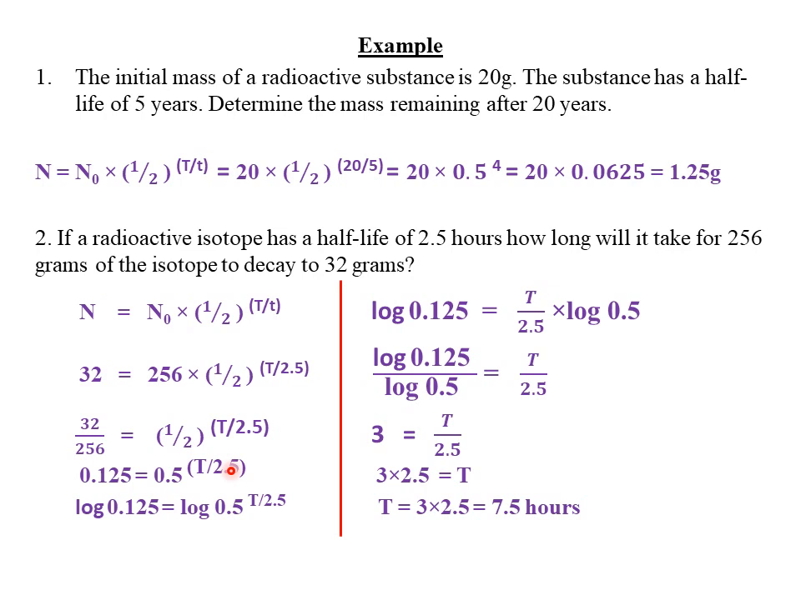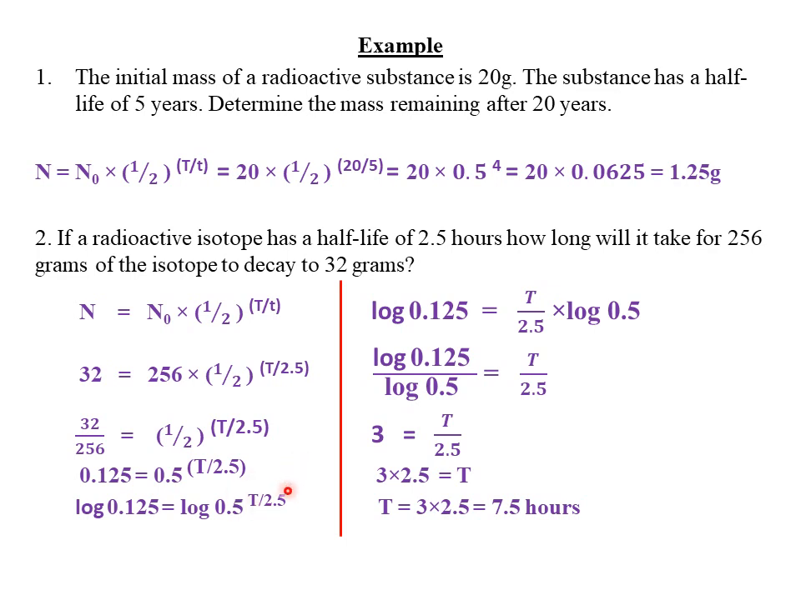So for me to solve this, I'll have to introduce a log to base 10 on both sides, the way you learned in mathematics. So introducing logs to base 10 on both sides, I'm going to have the log of 0.125 being equal to the log of 0.5 to the power of t over 2.5.